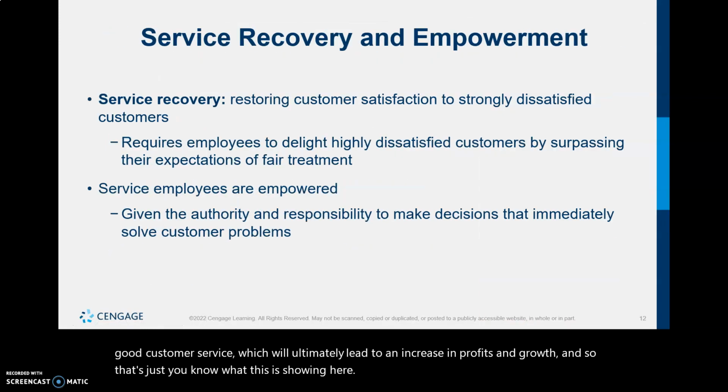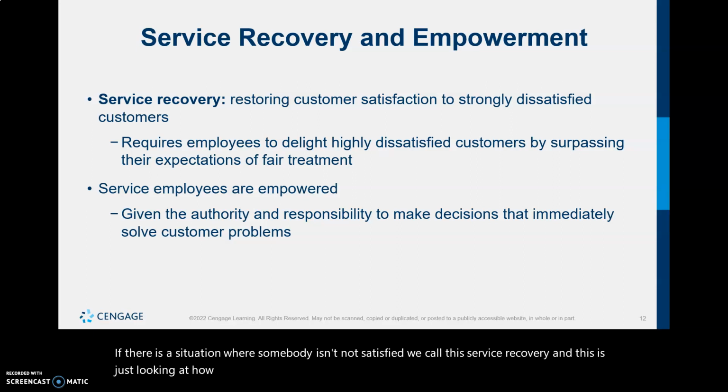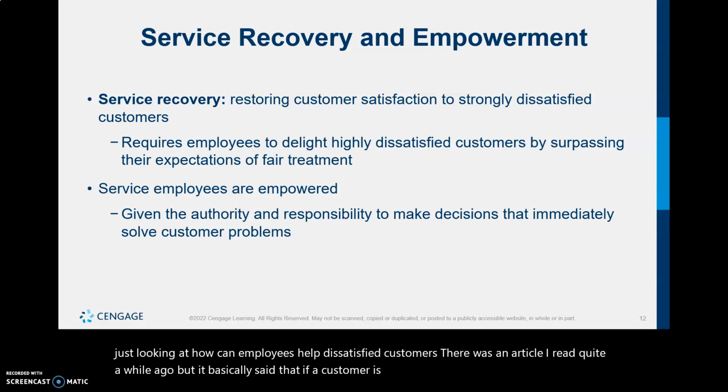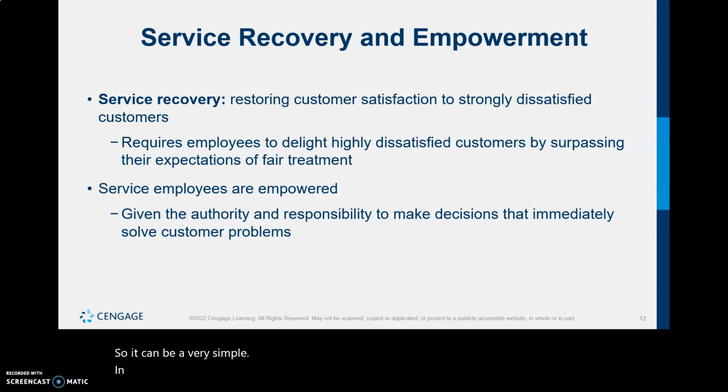If there is a situation where somebody is not satisfied, we call this service recovery. And this is just looking at how can employees help dissatisfied customers. There was an article I read quite a while ago, but it basically said that if a customer is unsatisfied, the number one thing they're really just looking for is an apology or to have their product or their service replaced. So it can be very simple in order to remedy the issue.